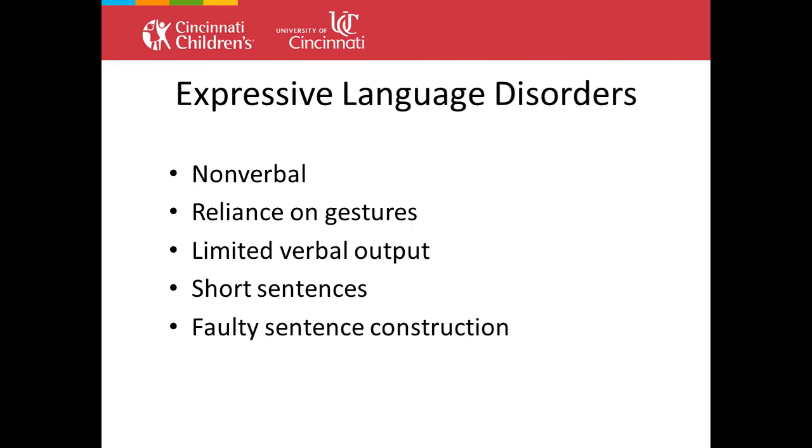This is an example of a semantic disorder. So the child says, "That's a cat," naming a rabbit. "That's a door," naming a window. "That's a knife," naming scissors.